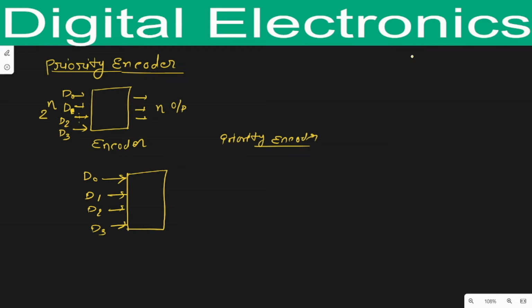According to these inputs, we know that we will get two outputs. I am representing them as A and B. Why are there two outputs? Because we know that in any encoder there are 2 raised to power n number of inputs, and accordingly we will get n number of outputs.